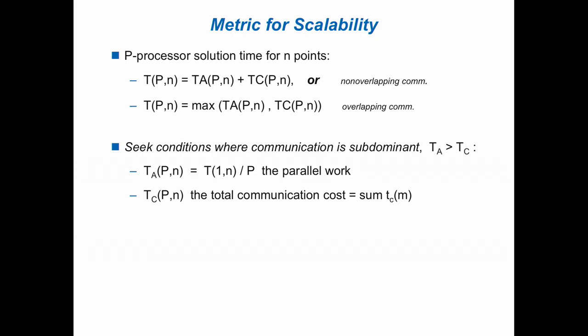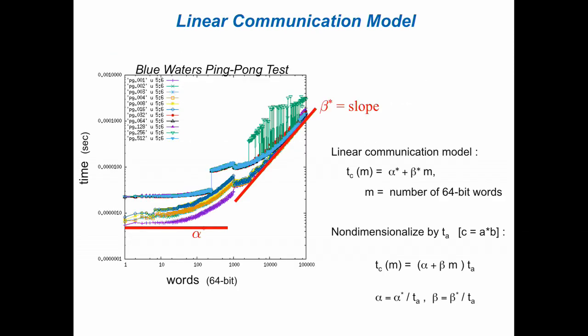And TA, we're going to assume perfect parallelism, is in this model just the time on one processor divided by P. And then TC is the total communication cost. So it's the sum of the time it takes to communicate the words or the messages of length M. Okay, so these are Blue Waters ping pong tests. And we're going to look at these curves quite a bit because they're really quite interesting. There are a lot of details that are interesting here. But the first thing we're going to do is take 2 asymptotes out of this, and we're going to build a model. So the model captures the asymptotic behavior.